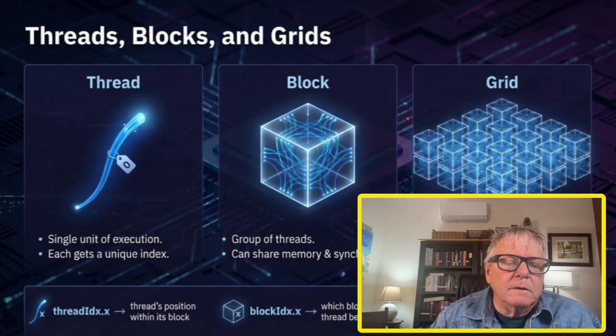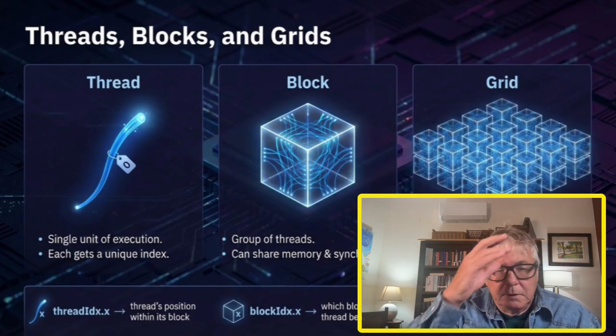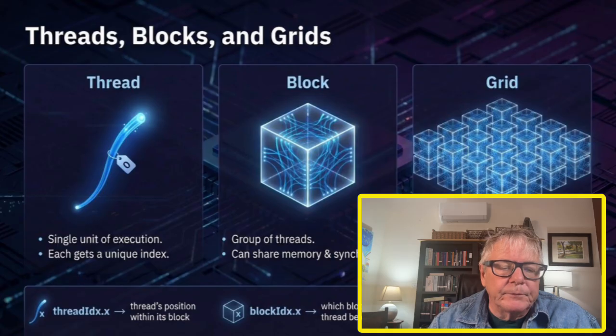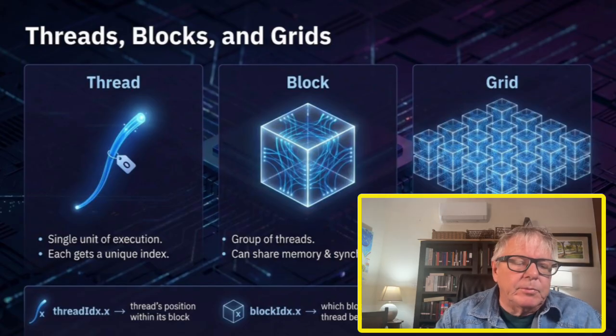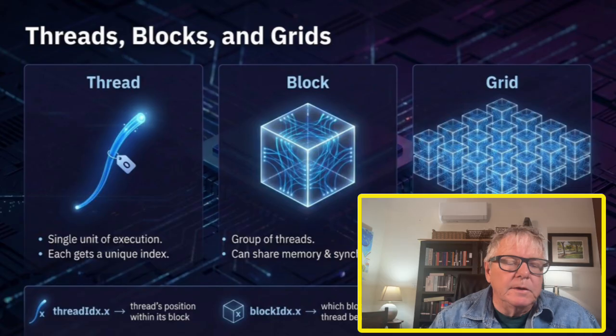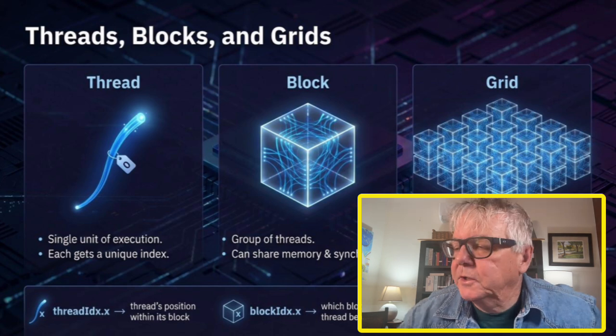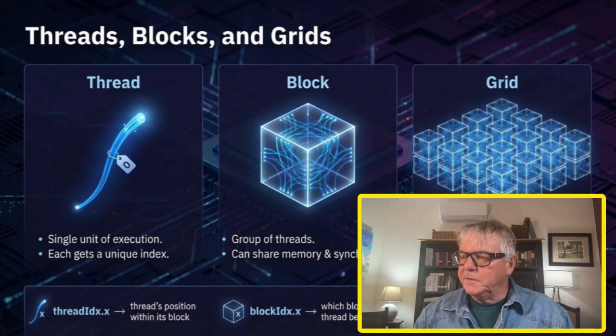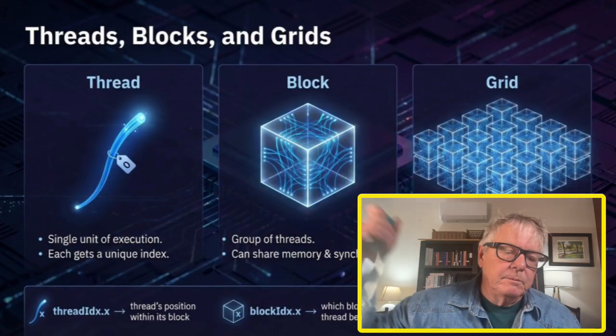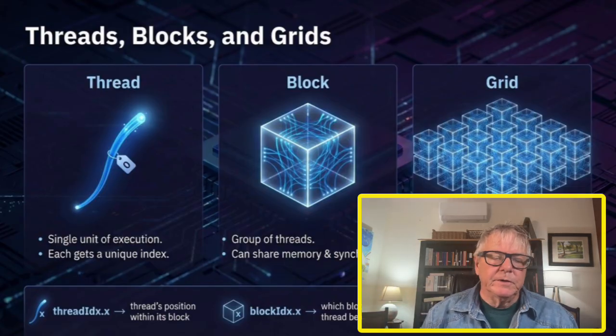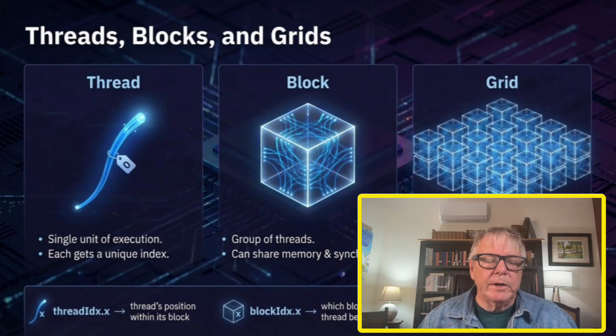A grid is a collection of blocks, and a block is a collection of threads. Each thread is like a tiny processor with its own registers that can perform arithmetic, loops, and logical operations. In this matrix multiplication example, each thread is responsible for computing one scalar result, meaning one element of the output matrix.